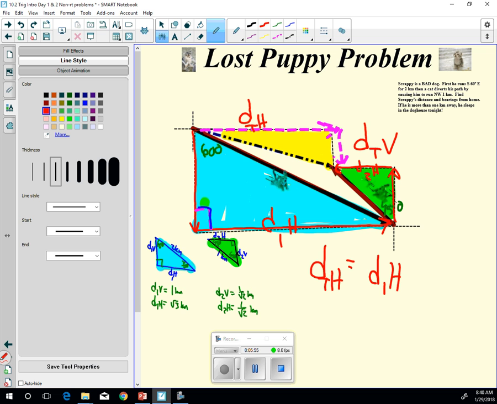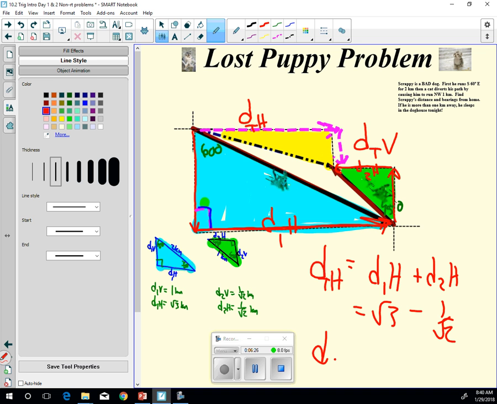Well, what do you do? Do you add or subtract these? This one's plus, so distance 1 horizontal is going to be a plus square root of 3. And distance 2 horizontal is going to be 1 over the square root of 2. But what do you notice about the direction of this distance 2? We went all the way over here, but what do we do with this one? Subtract it. So that's going to be my horizontal distance.